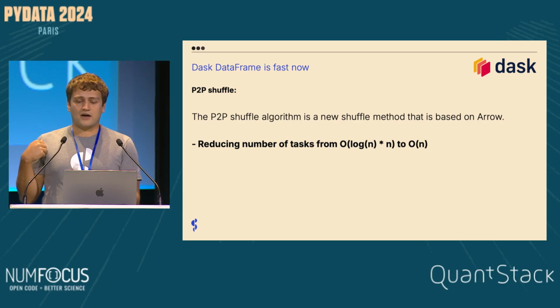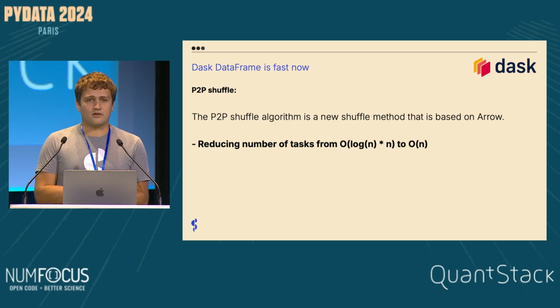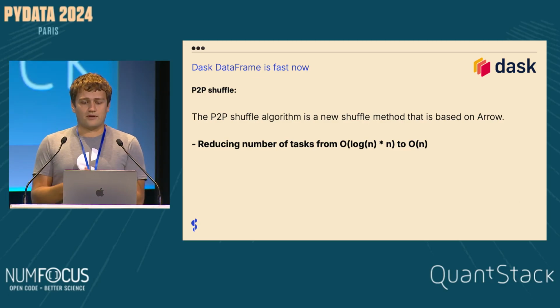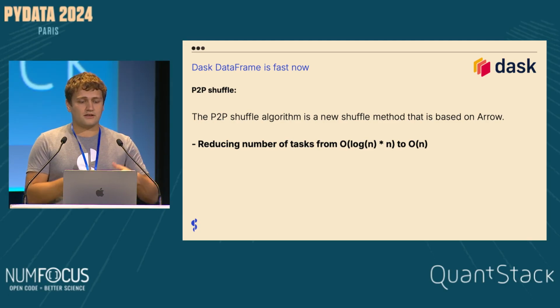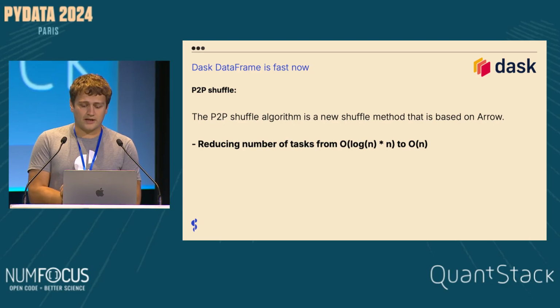So the number of tasks with the old algorithm was log n times n, which, as your data set grows, basically blows everything out of proportion. And this was a complete rewrite. The algorithm that does these joins and everything else that requires worker-to-worker communication is completely new, and we basically enabled a method that allows us to scale linearly with your growing data set. So you can basically scale arbitrarily now, if Dask generally works at that scale. Shuffling is not a bottleneck anymore.